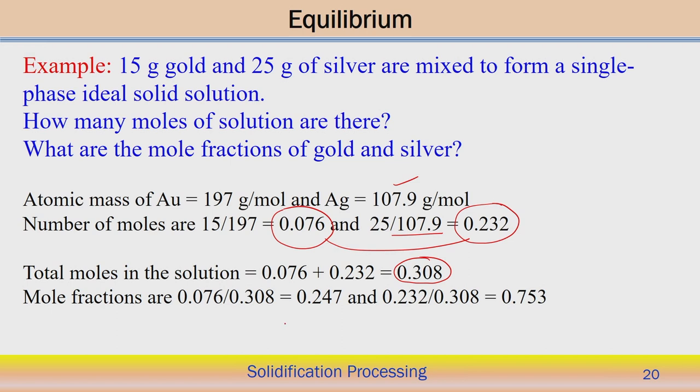Now the mole fraction: 0.076 divided by the total number of moles in the solution, 0.308, and in the other case 0.232 divided by 0.308. That gives the mole fraction. So the mole fraction of silver is 0.753 and the mole fraction of gold is 0.247.